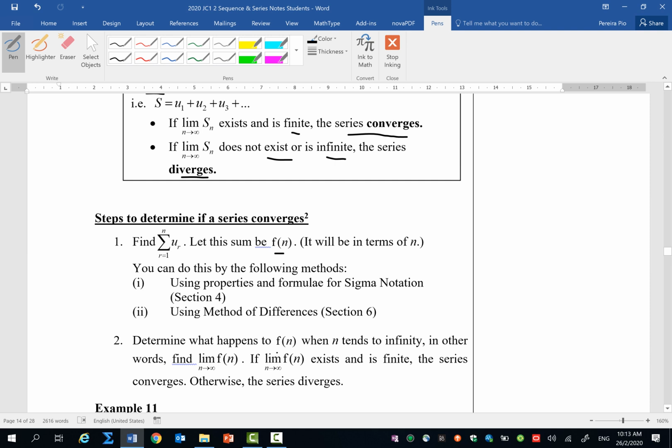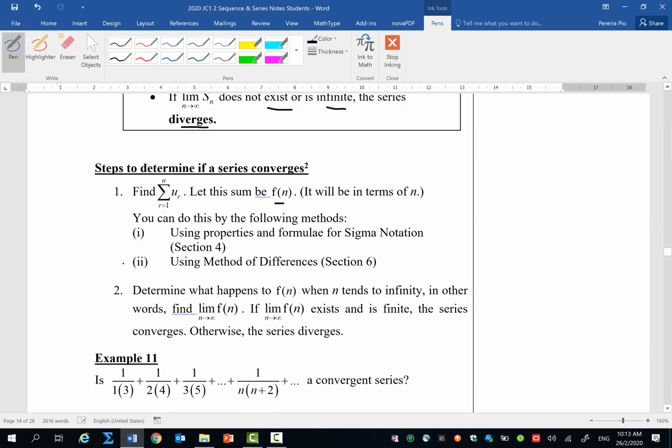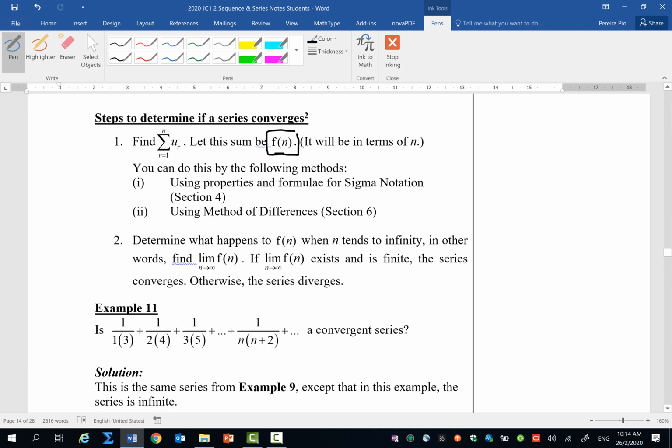Okay. Now part 2, this portion is actually more to find Fn. Okay. So step 1 actually is to go and find Fn. Next, determine what happens to Fn as n tends to infinity. Okay, that means I basically now need to go and find this limit.